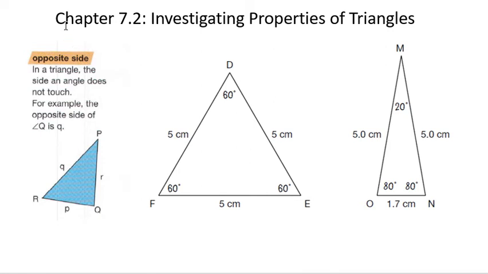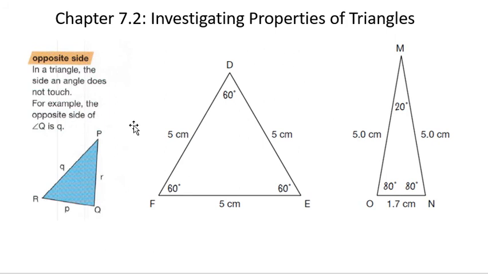Let's start off with a definition. The opposite side in a triangle is the side that the angle does not touch. For example, the opposite side of angle Q is q. Here is angle Q, the uppercase or capital Q, and here is lowercase q. So side q is opposite angle Q. Angle P is opposite side p, and angle R is opposite side r.